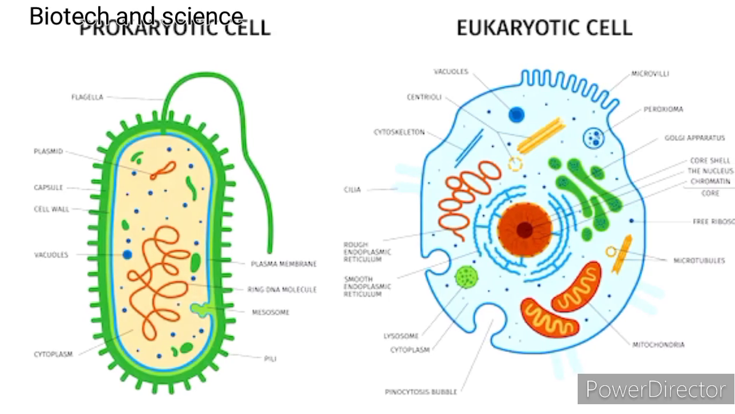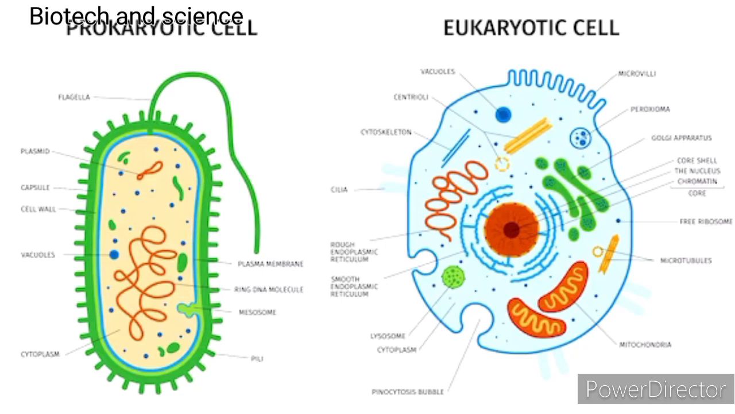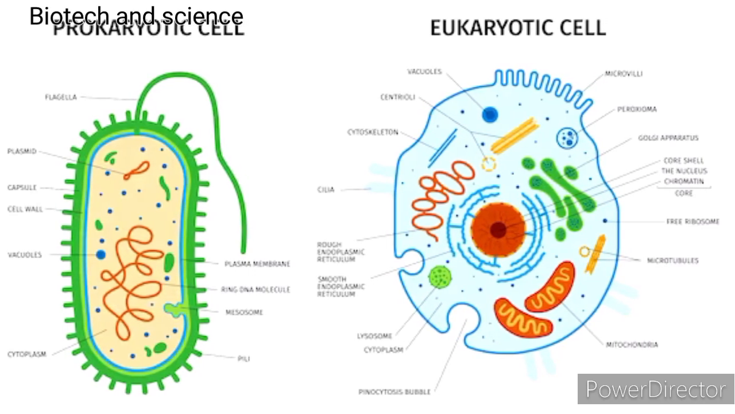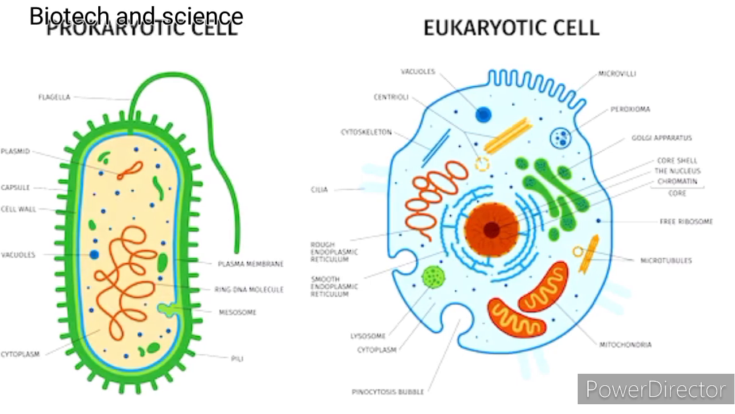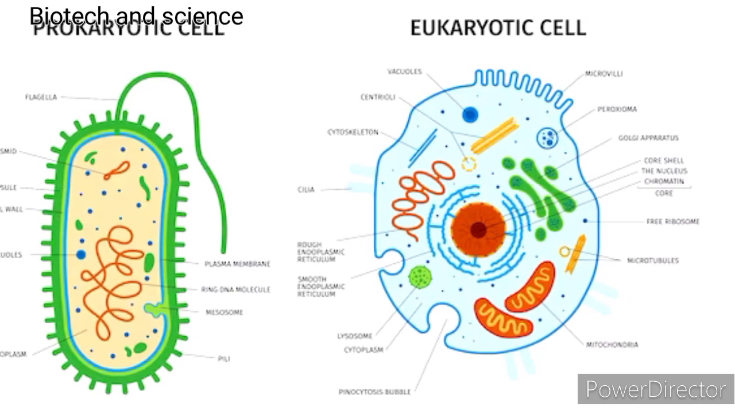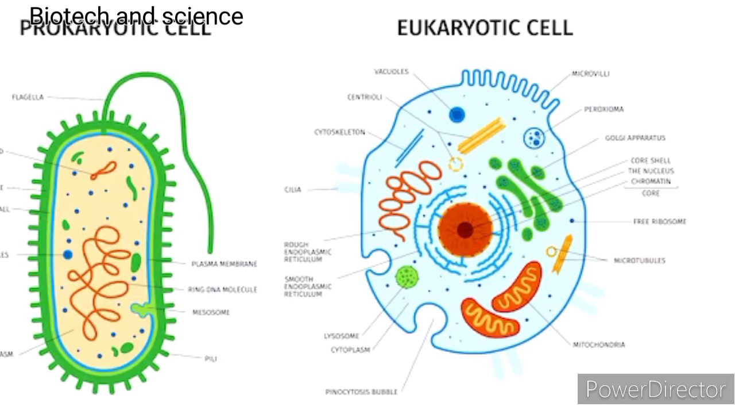Prokaryotic cells and eukaryotic cells. Pro means before and karyon means nucleus. The life started from these cells. These are the most primitive type of cells. Eu means advance. Eukaryotic cells are the advanced type of cells originated from the prokaryotic cells.